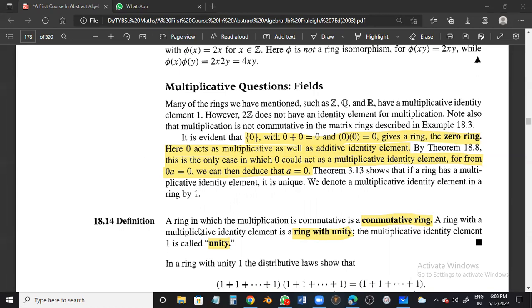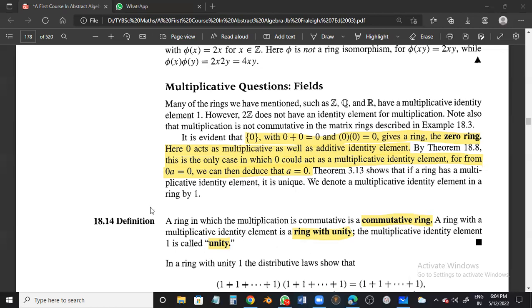Now let us move ahead. We have up till now seen that a ring is a structure along with addition and multiplication. So R along with addition must be abelian group. And as far as multiplication is concerned, multiplication must be binary and associative. And one more condition was there, multiplication must be distributive over addition from left as well as from right.